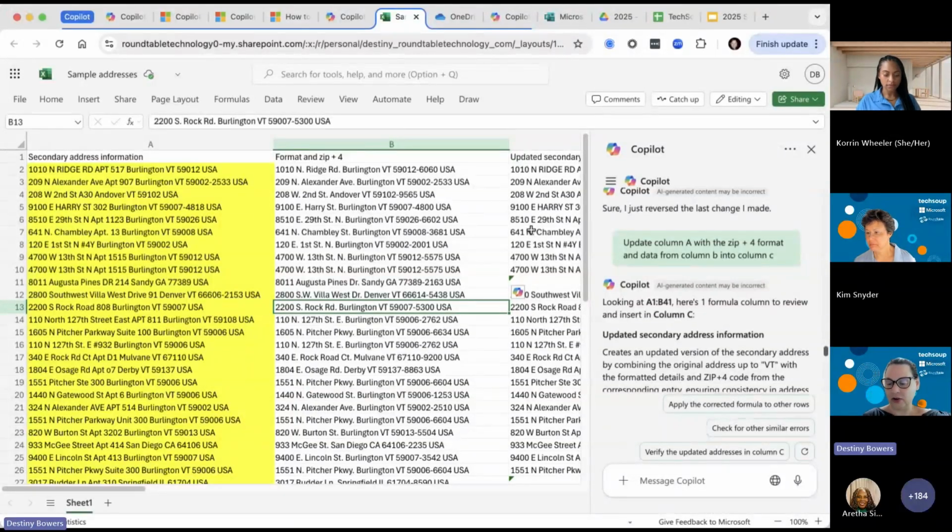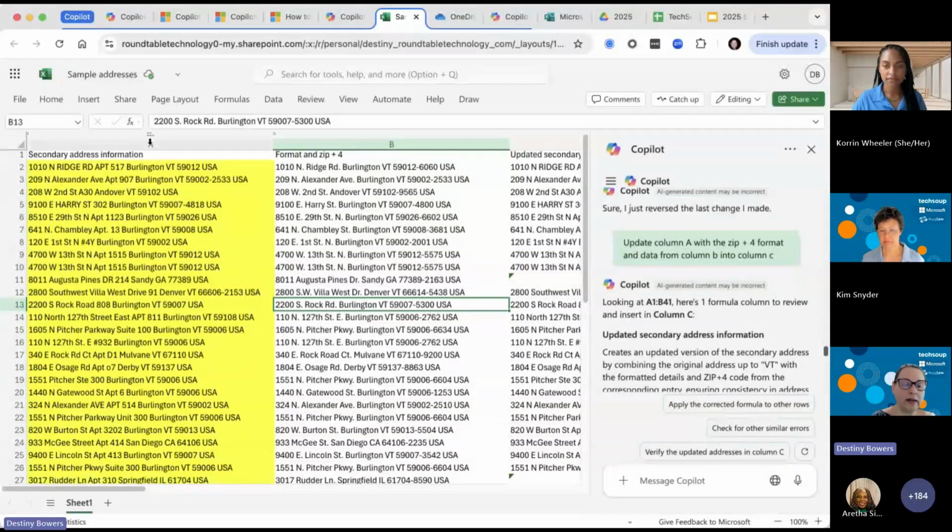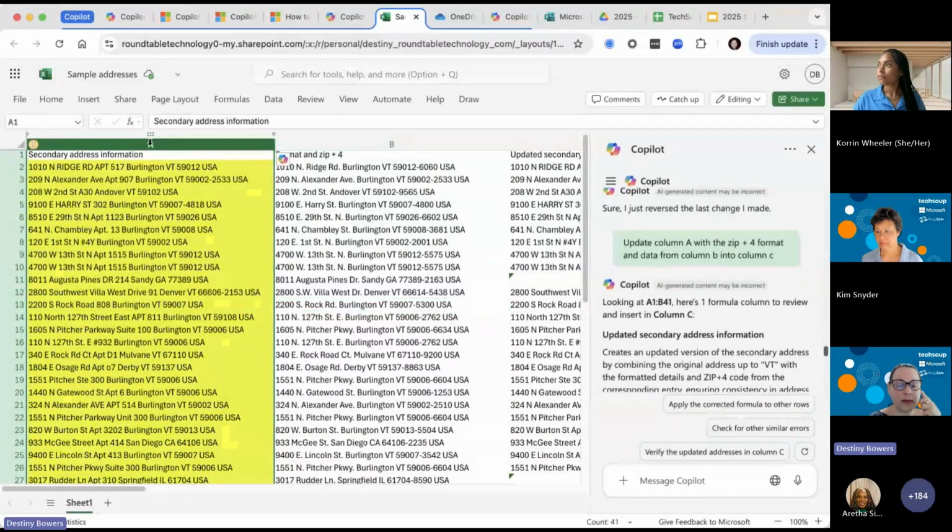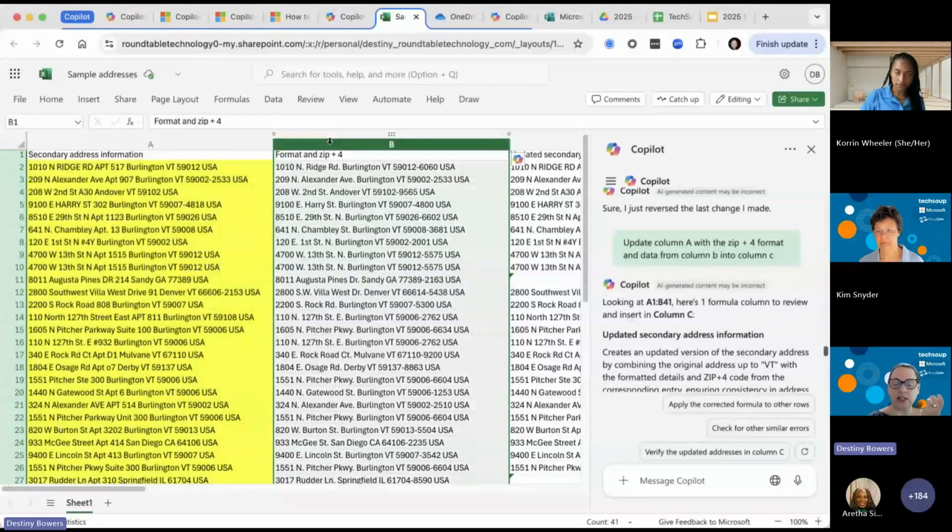But I am not good at Excel. I rarely use it. And so while I know there's probably formulas that if I was a really awesome Excel expert would have done this without AI, I have no idea what those formulas are, how to write them, how to even look them up. So in this scenario, they had two address fields. One was the address that included apartment information, and the other field was the address with no apartments, but had the zip code +4 format. And so they wanted the result that merged the two of those together.